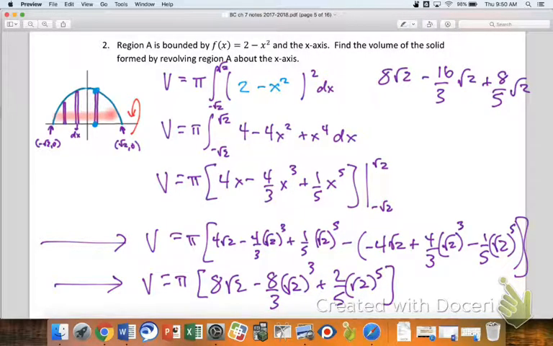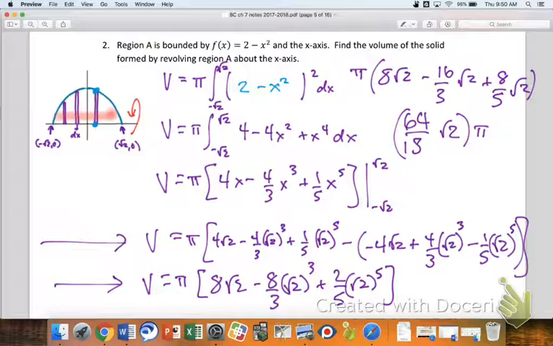They're all like terms, with a common denominator of 15. So it'd be 120 minus 80, which is 40, plus 24. Do you guys get 64/15 root 2? Or 15ths, duh. And you need pi first. Oh yeah, we've got to have the pi in there. So 64/15 root 2 times pi.